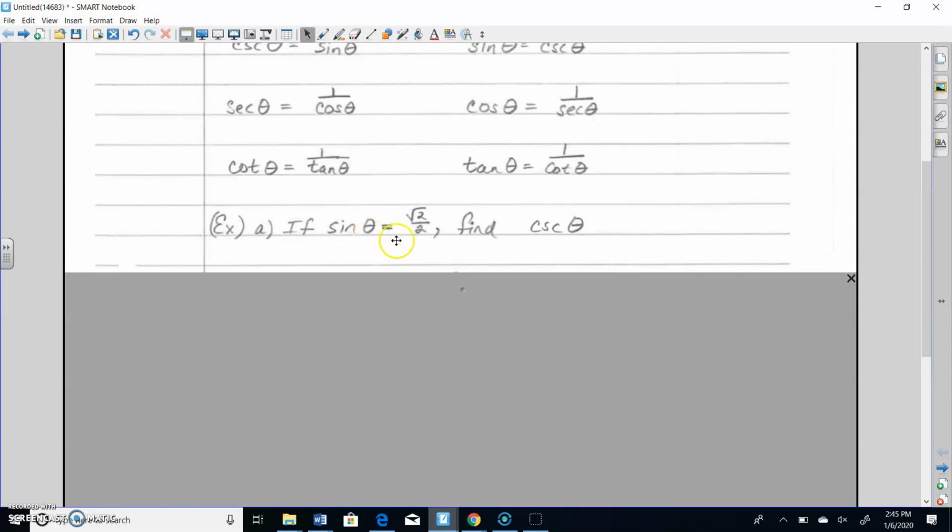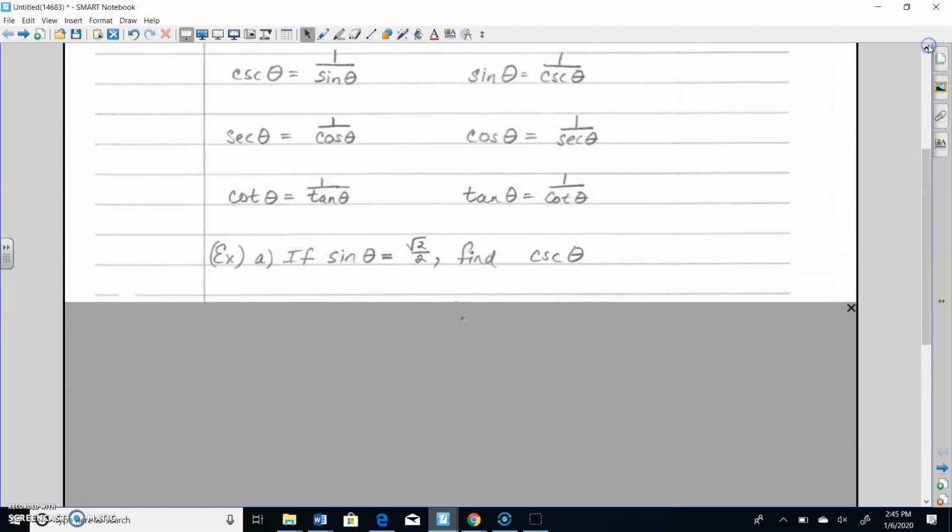So if we know that the sine of theta is radical 2 over 2, and we want to find the cosecant, then we could go up to this identity, and we know that cosecant is the reciprocal of sine. So 1 over means just basically to flip that. So the cosecant will be 2 over radical 2, and we would want to rationalize that denominator. So we get 2 radical 2 over 2, which those just cancel. And our final answer is just the square root of 2.